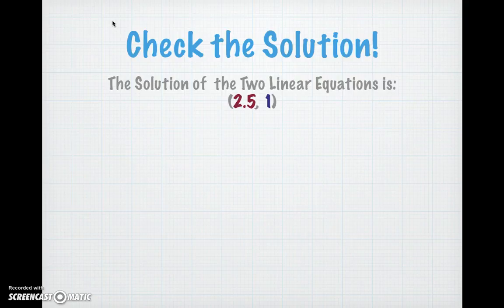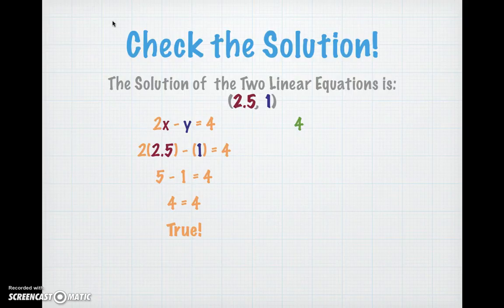So I take my x point of 2.5, and I'm going to input it into my first equation. And I'm going to take my 1, which is my y coordinate, and input it as well into my first equation. So I get 2 times 2.5 minus 1 equals 4, which simplifies to 5 minus 1 equals 4, which is 4 equals 4. So it's true.